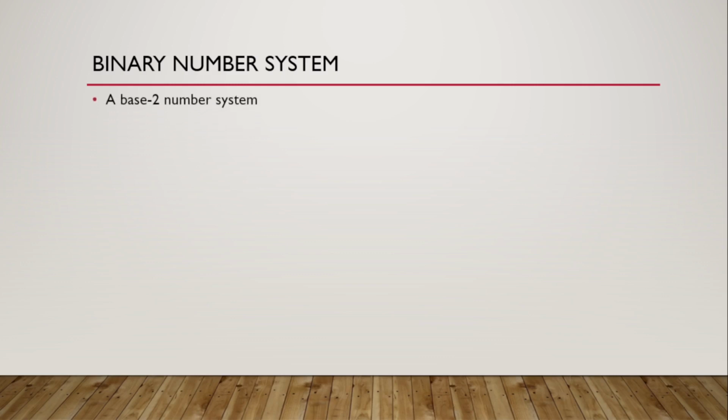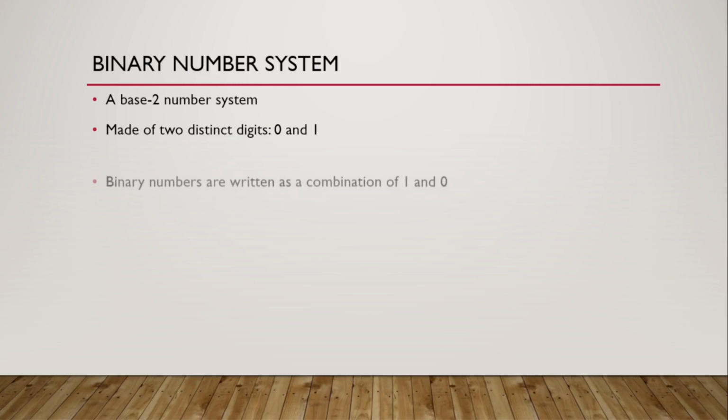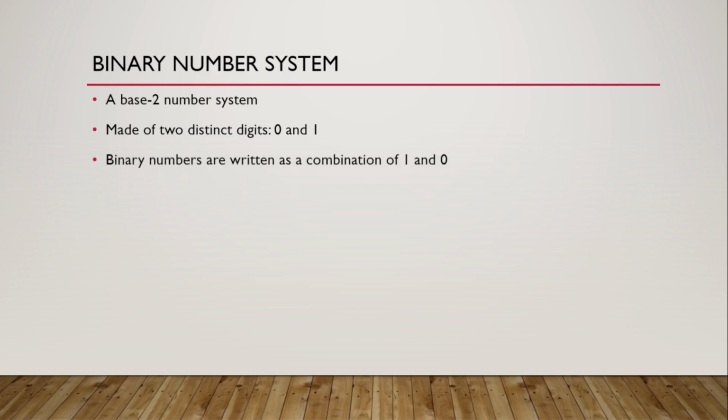This number system is a base 2 number system, which means that it is made of two distinct digits. Because it's base 2, it's made of two distinct digits or symbols, 0 and 1. Binary numbers are written as a combination of 1 and 0. A binary number can also be written as a single digit, either 1 or 0. These are binary numbers, and you can also refer to them as binary digits.